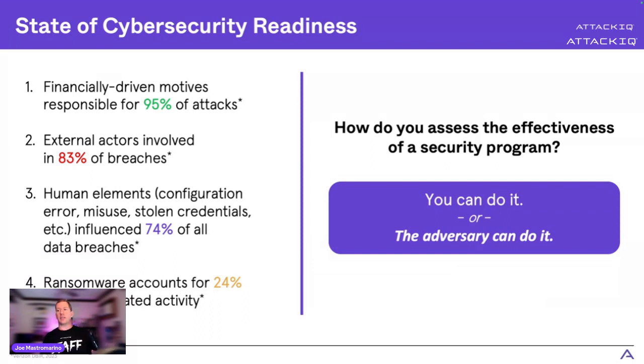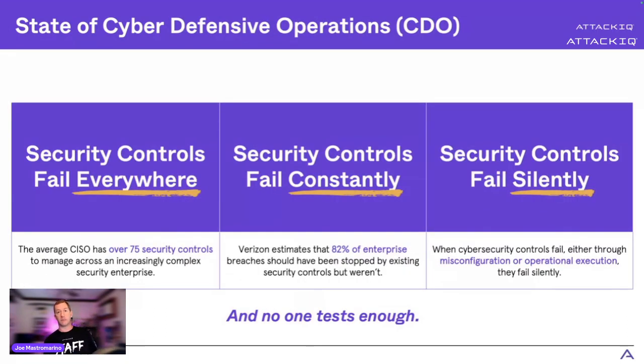This is when we start to then get into the state of cyber defensive operations, because we have all of these controls in place. And there are other statistics that we talk about here as well. One is that security controls fail everywhere, and they're pervasive across the environment. The average CISO has about 75 different controls to manage across an increasingly complex security enterprise. Stuff you have on-prem, stuff you have in the cloud, stuff you have all over the place.